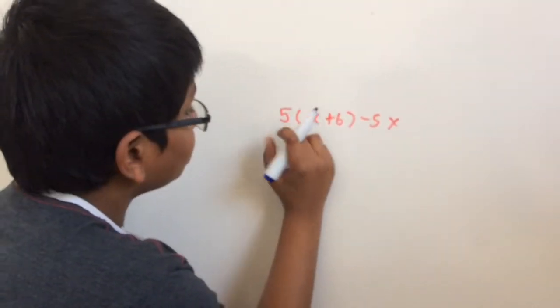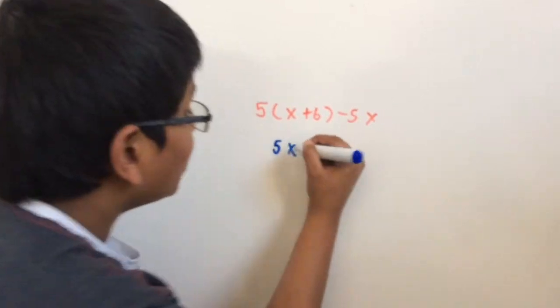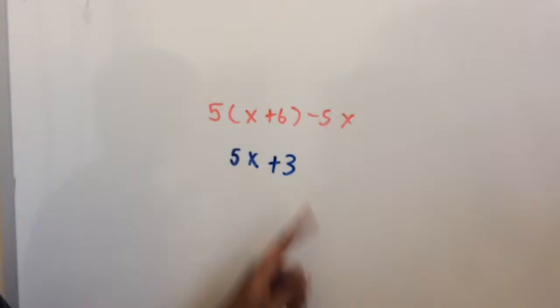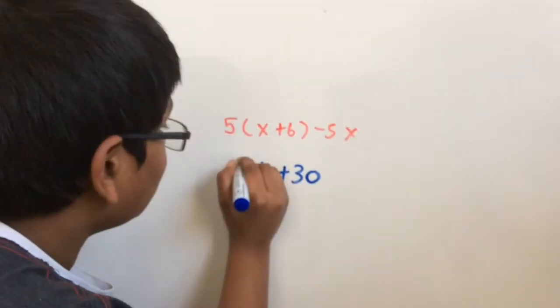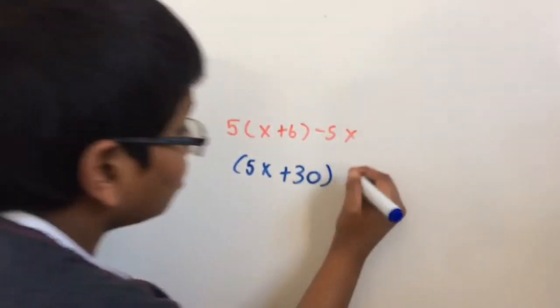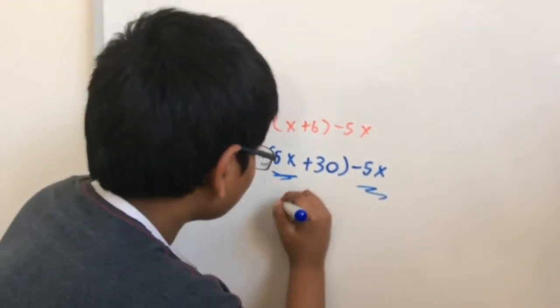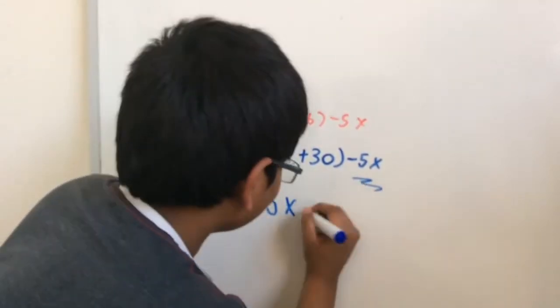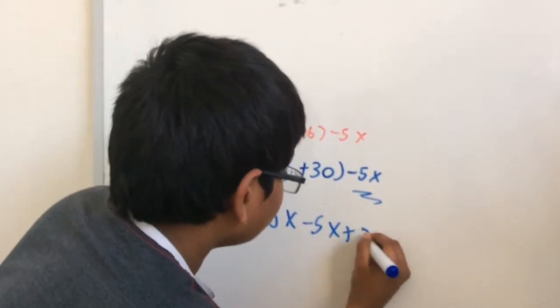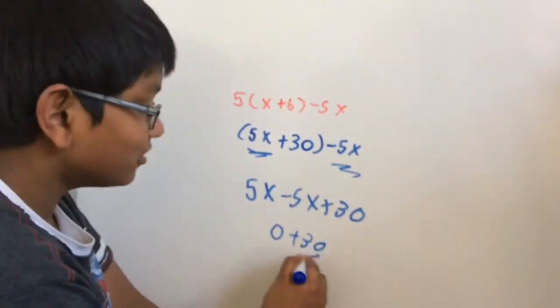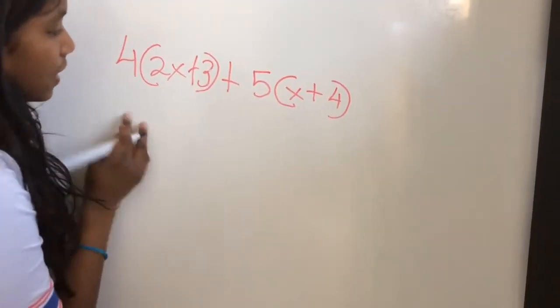So you see, 5 times x is 5x, and then plus 6 times 5 is plus 30, so 5x plus 30, and then put the bracket, and then minus 5x. So you see that? 5x minus 5x plus 13. So it's 0 plus 30. So it's 30. So again, it's kind of easy again.